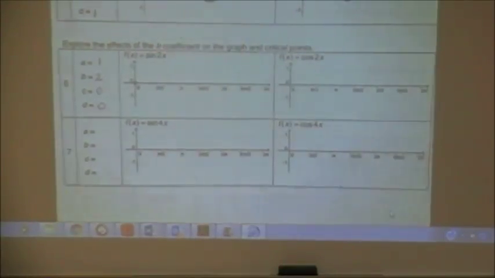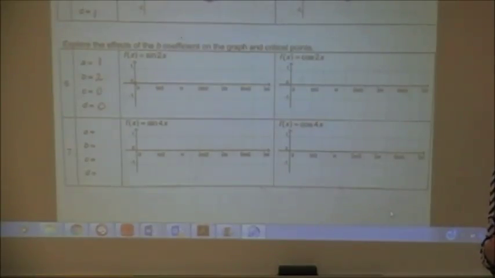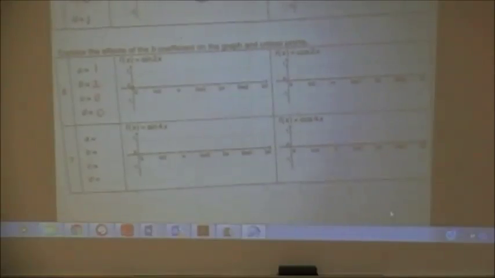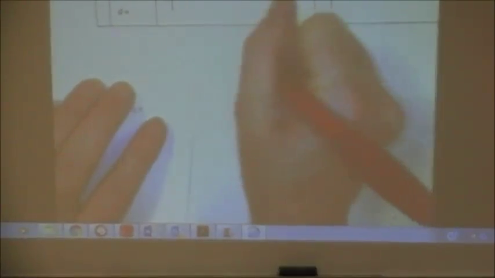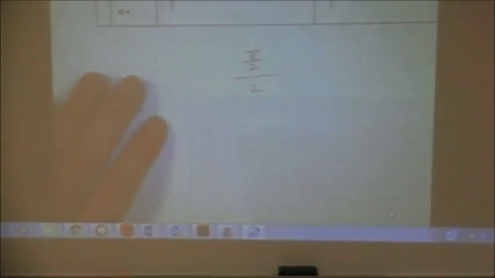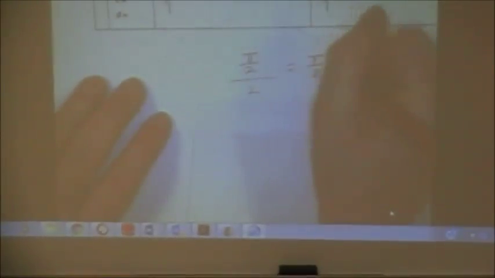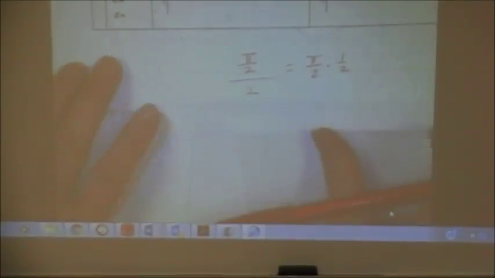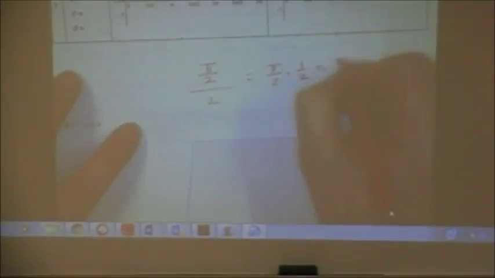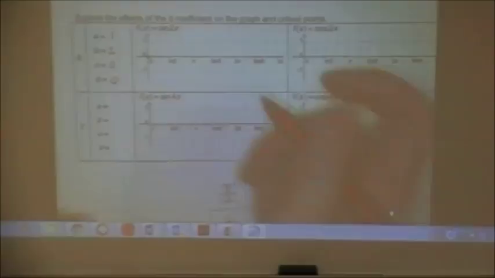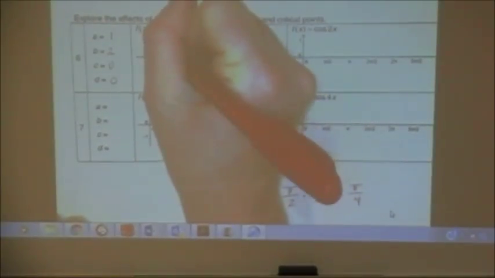But the next critical point was half pi, 1. Now I'm going to take half pi and divide it by 2. Dividing by 2 is the same thing as multiplying by a half. So if I have half pi divided by 2, that's the same thing as half pi times 1/2, which makes this pi over 4. So your new x value is pi over 4, 1. So it's going to be right there.